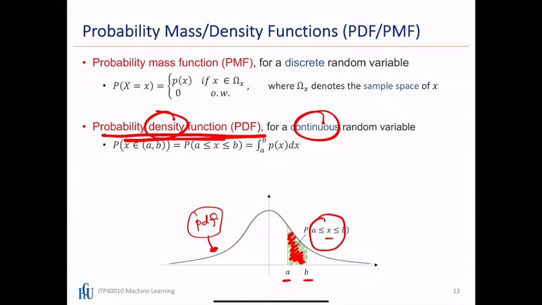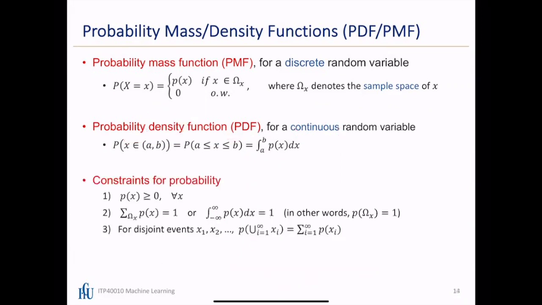So the PDF is defining the entire probability distribution, and the idea of getting probability out of it is measuring the area. So that is PDF.